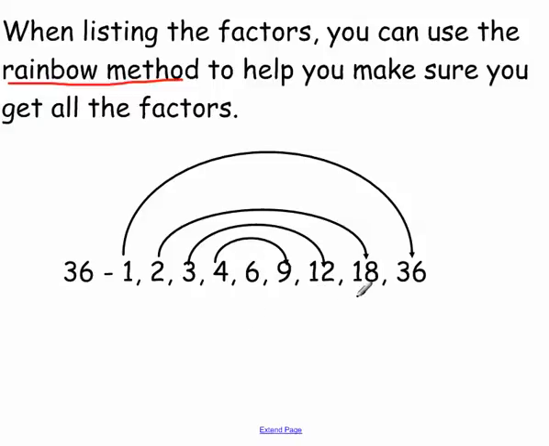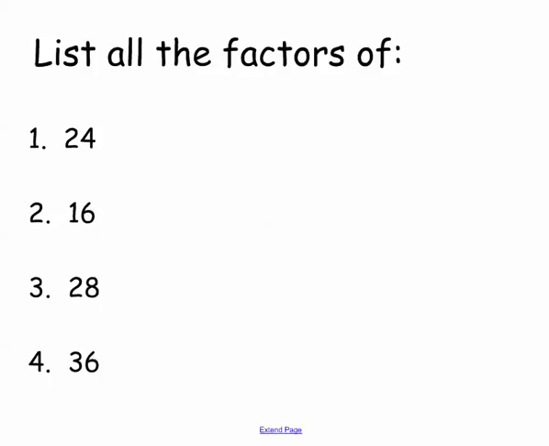Sometimes you might use that, and that will help you to make sure that you get all of the factors. So let's test that out a couple times. I want you to find all the factors of 24. You could do something like this: 1 times 24, and you can list 2 times 12. I particularly like the rainbow method. So I go 1 and 24, 2 and 12, 3 and 8, 4 and 6. There is no 5, and I already have 6, so that means that's all my factors.